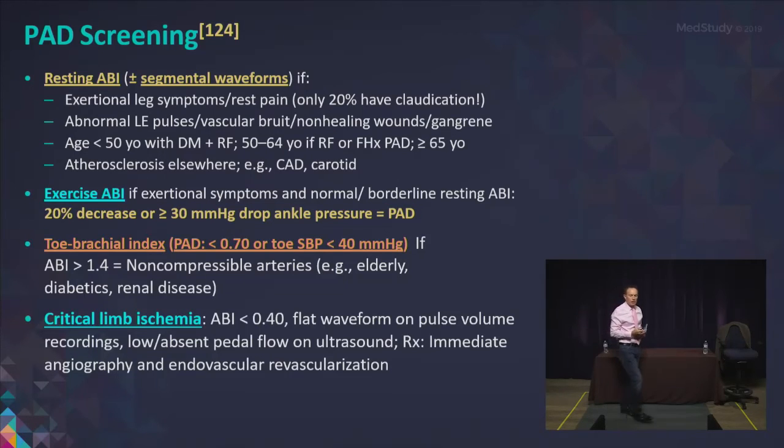So who should you do it on? Well, definitely if someone comes in and gives you a history of claudication, do it. But the bad news is only 1 in 5, 20% of people with PAD actually have claudication. So most people with PAD are walking around, they don't even know they have it. So we target those high-risk groups. People that have diminished lower extremity pulses, those who have non-healing wounds, gangrene, or lots of cardiovascular risk factors, or atherosclerosis elsewhere. They might have had a stent. You should definitely consider doing a peripheral arterial disease screening.